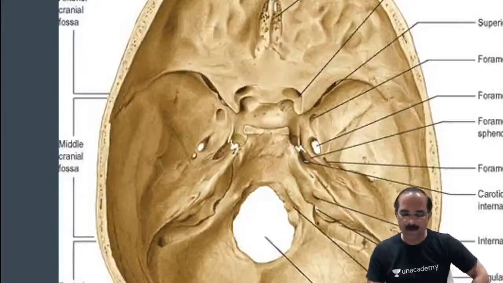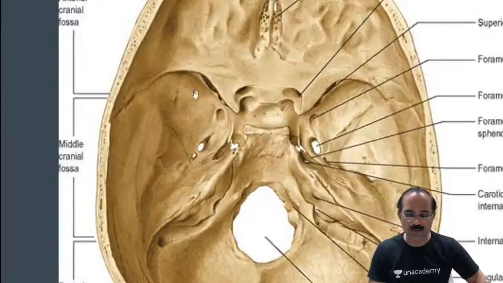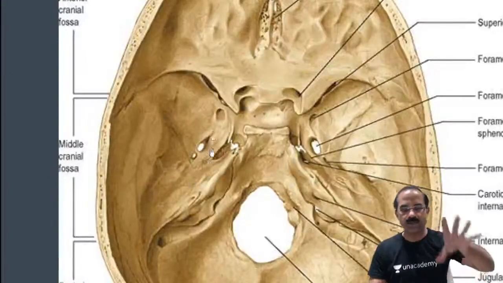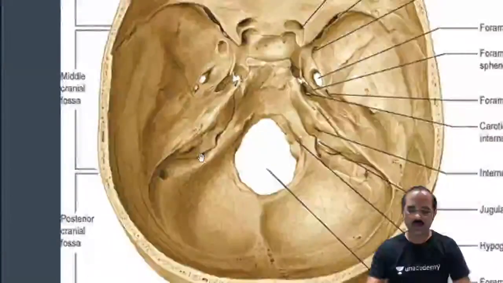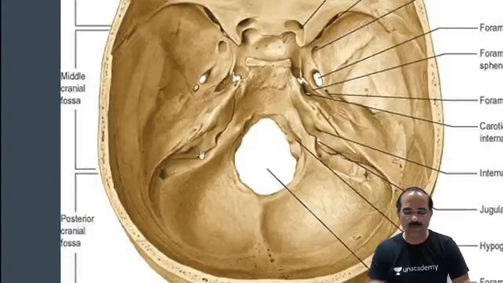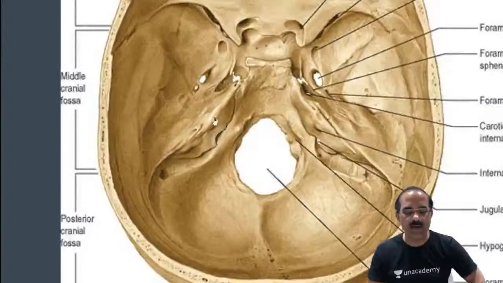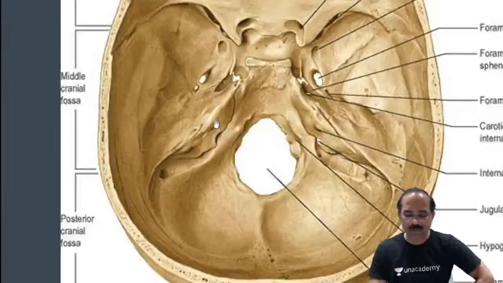Okay, fine. Right. So what is this bone? That's the greater wing of sphenoid. Correct? That's the greater wing of sphenoid. Tell me, students. That's the petrous part of temporal bone. What is this foramen? A quick go through it.